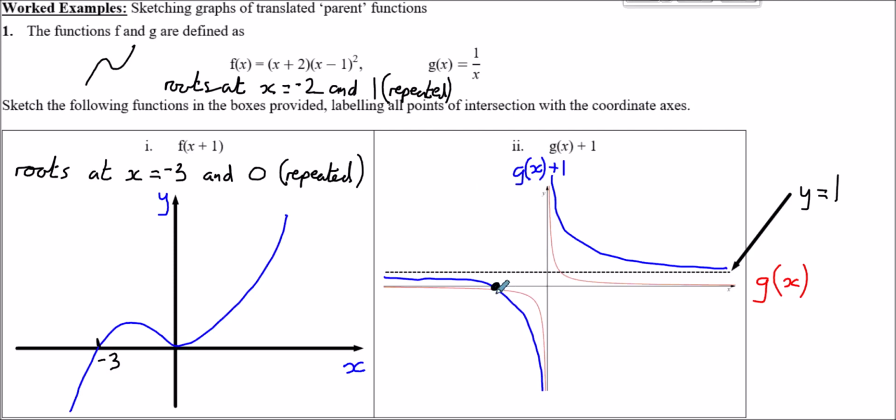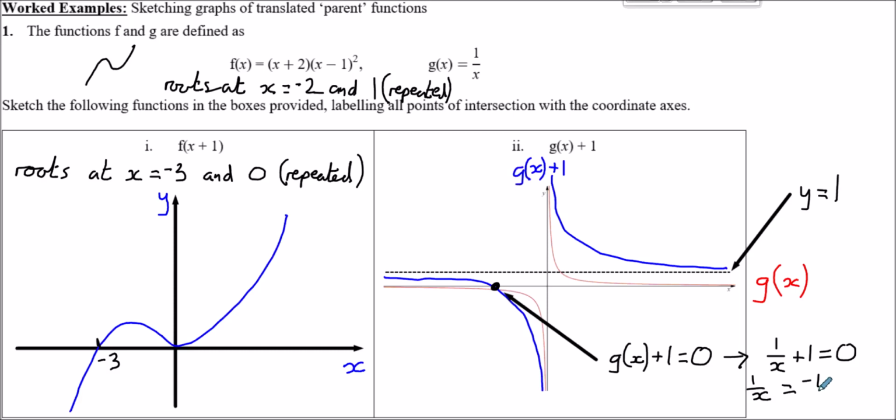So when a curve intercepts with the x-axis, that's when the function is equal to 0. And so at this point here, that's when g of x plus 1 is equal to 0. So in other words, I'm saying that 1 over x plus 1 is equal to 0. So if we subtract that 1 from both sides, 1 over x equals minus 1.